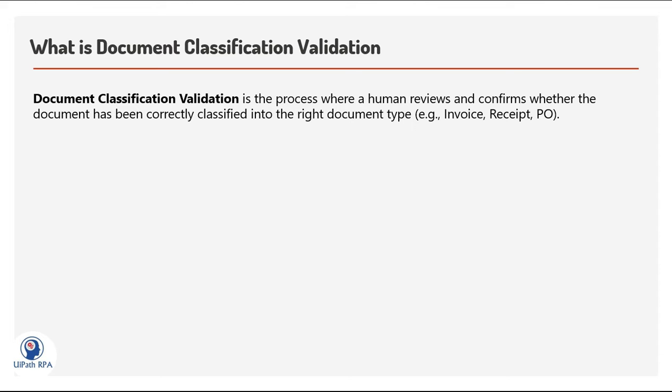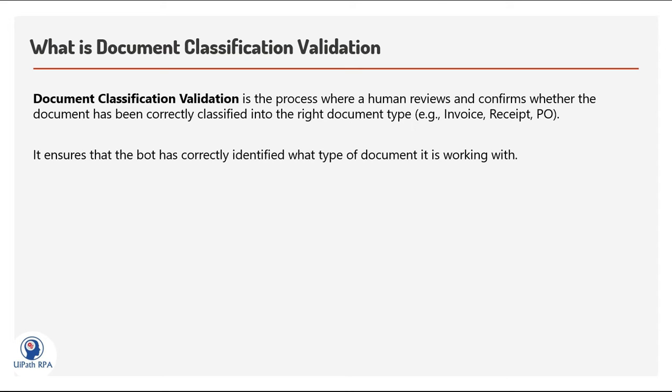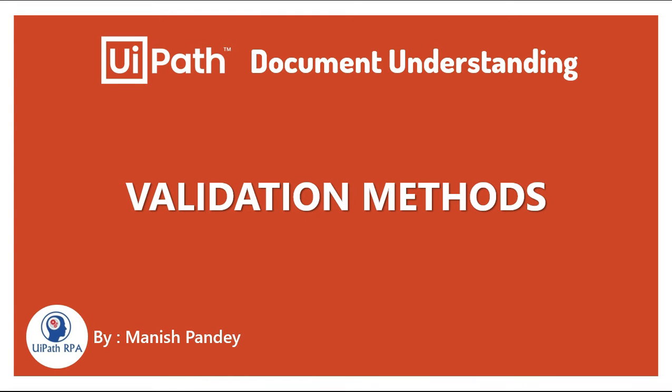Let's understand what is document classification validation. Document classification validation is the process where a human reviews and confirms whether the document has been correctly classified into the right document type, for example, invoice, receipts, purchase order, etc. It ensures that the bot has correctly identified what type of document it is working with. And to perform validations, we need to follow a validation method.